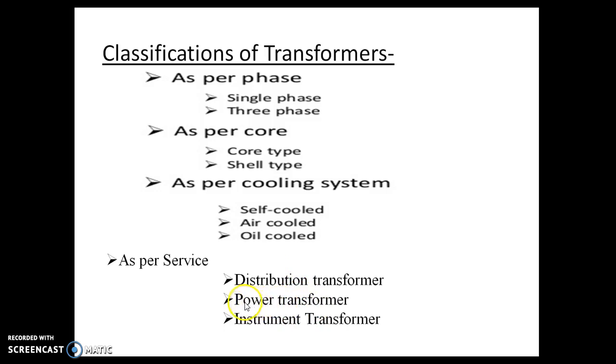The power transformer is mainly used for transmission purposes, meaning the voltage is always more than 11 kV, and the distribution transformer is used for distribution purposes where the voltage is less than 6.6 kV, like this. And the instrument transformer is used for instrumentation purposes or measurement purposes.